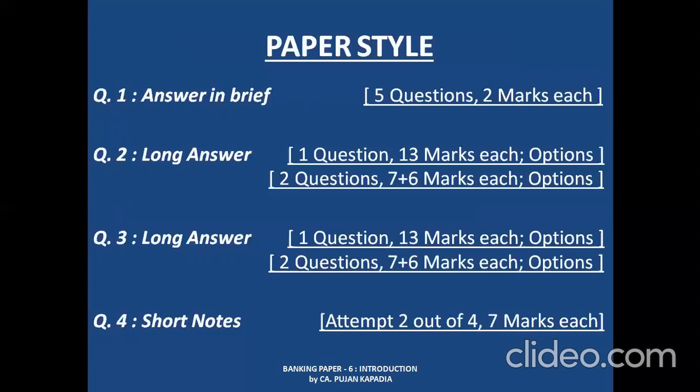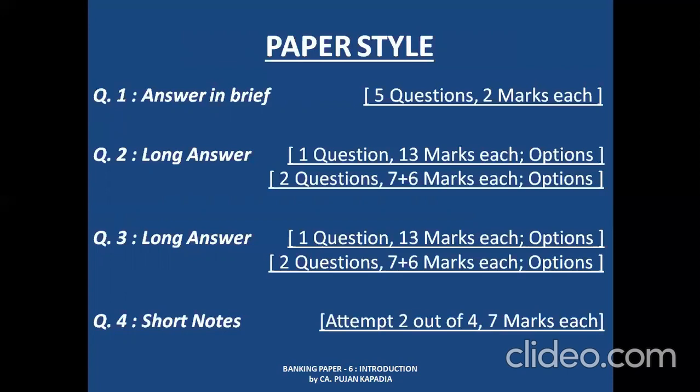The second question is going to be the long question. It can be asked in 2 ways. First, they'll ask you 2 questions, each of 13 marks, and give you an option, so you need to attempt any one out of those 2 questions. Second, they'll ask you 2 questions, one of 7 marks and the second of 6 marks, and they'll provide you the option for the same. Again, it is up to you which alternative to opt for.